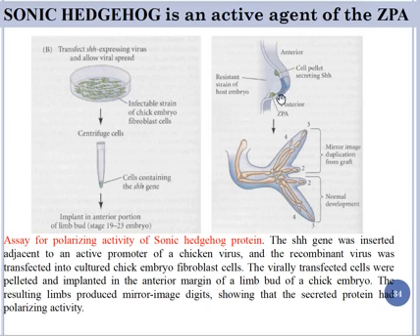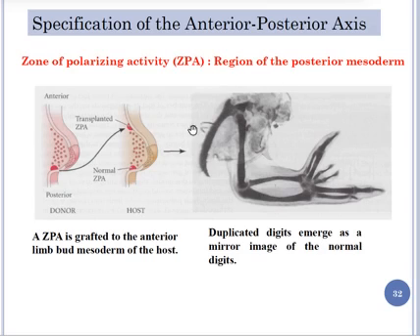After some time, they let this limb bud develop, and they got this phenotype. As we can see, the resulting limb produced a mirror image digit. This is the normal development of the limb, and this is the mirror image duplication coming from the graft. And as you can see, we obtained exactly the same phenotype as when we grafted the whole ZPA, as I showed you right here in this experiment.